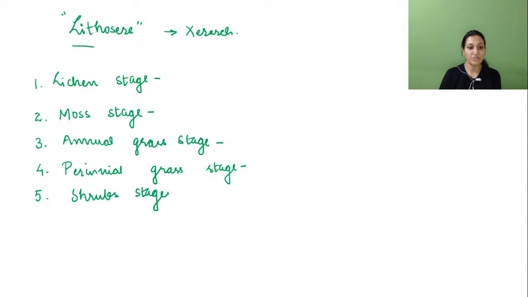So shrubs begin to grow in this particular place after the perennial grasses, and after shrubs finally comes the climax forest community or stage.